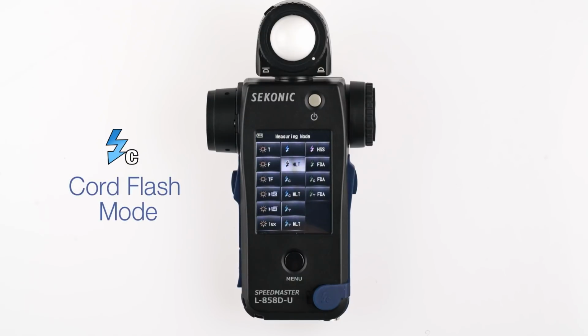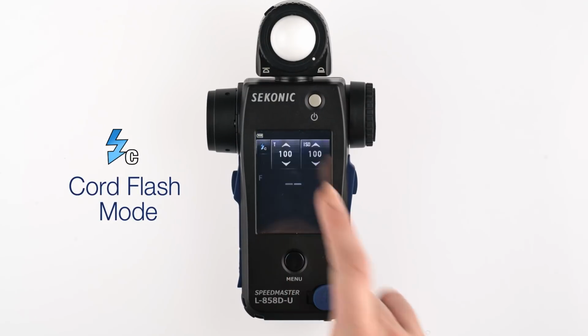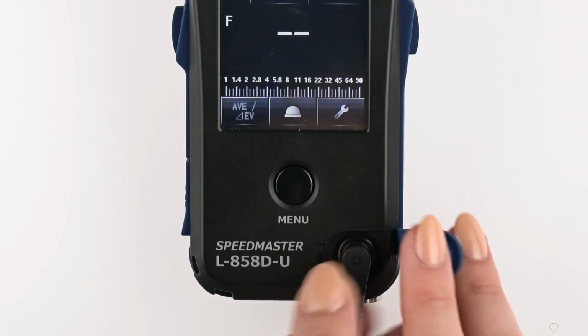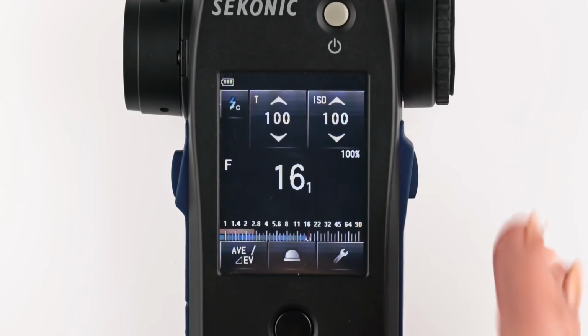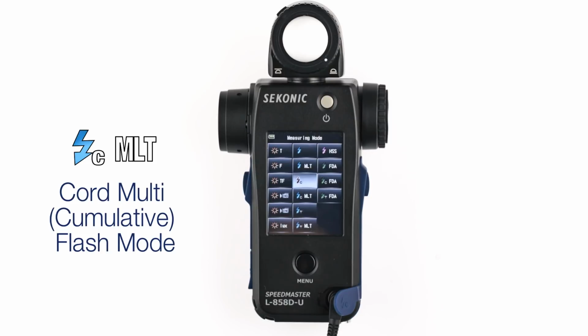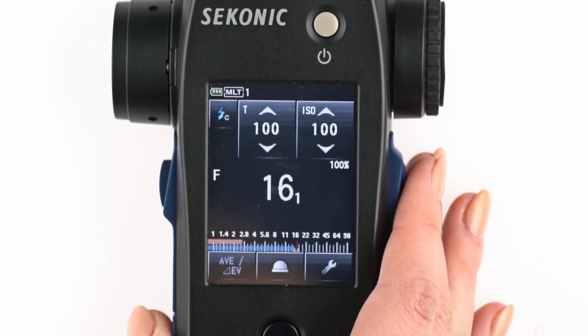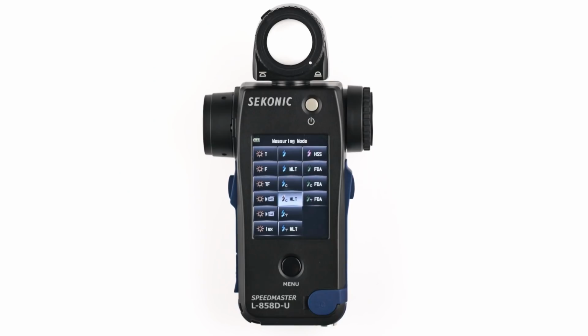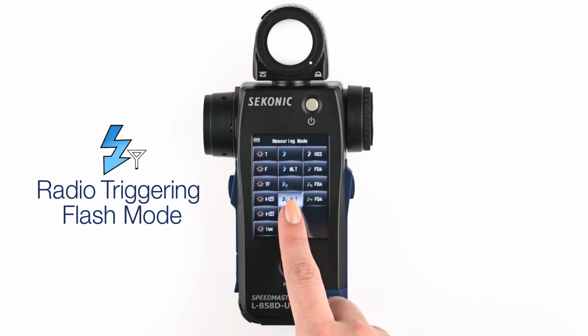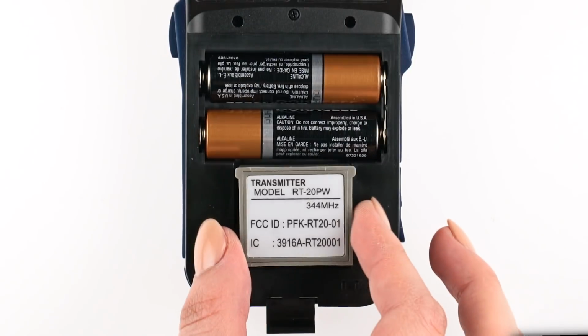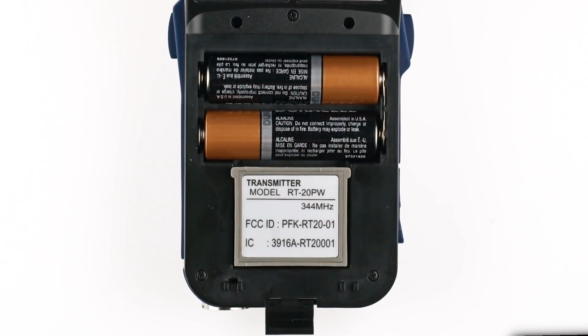The Flash C icon is for cord flash measurement mode, to be used in conjunction with a flash synchro cord. The Flash C multi icon is for cumulative readings when using a synchro cord. The flash antenna icon is for radio flash measurements. This icon appears when you use the optional radio transmitter.